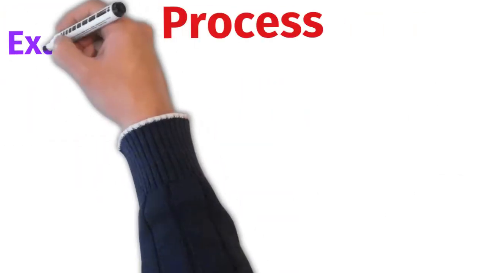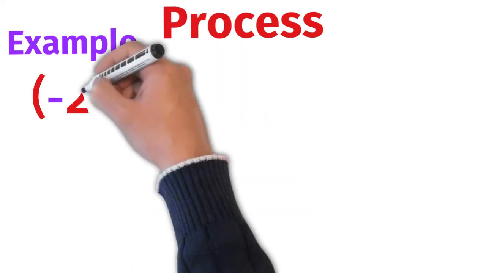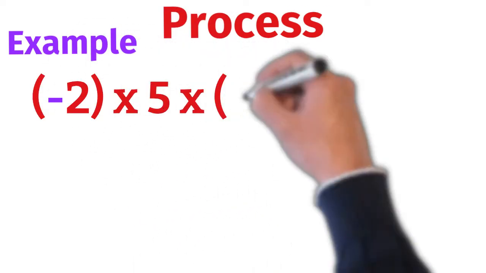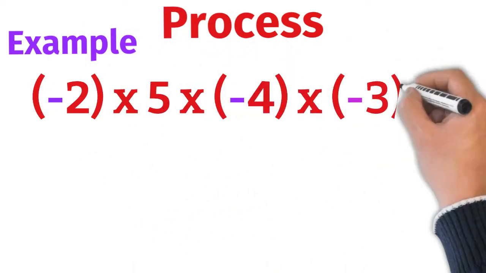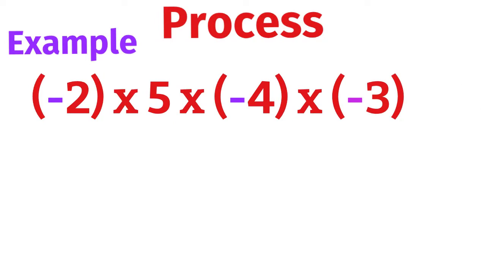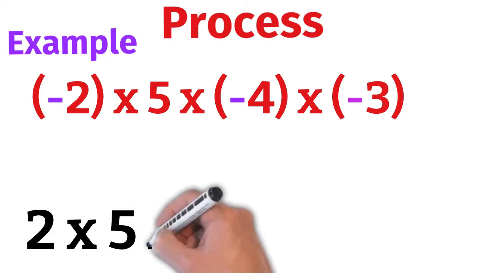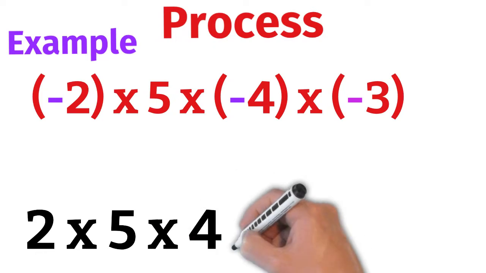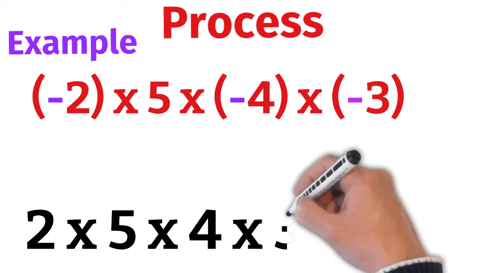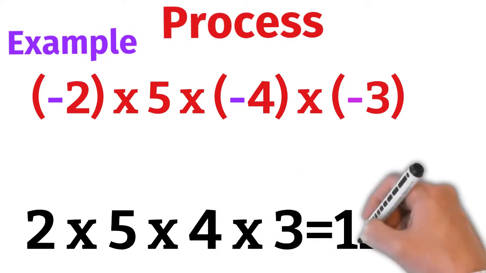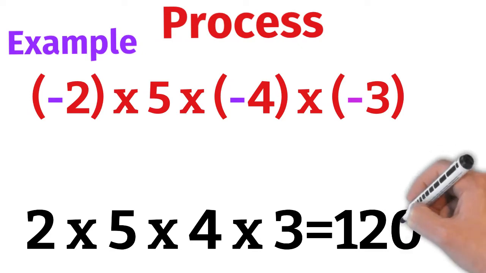Another example. -2 into 5 into -4 into -3. In step 1, we will multiply -2, 5, -4 and -3 without sign, that is, as whole numbers 2, 5, 4 and 3. Now 2 into 5 into 4 into 3 equal to 120.